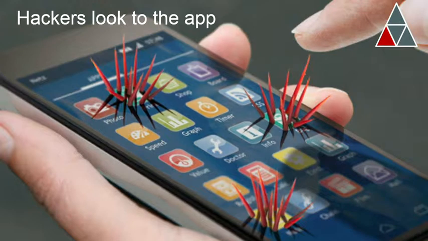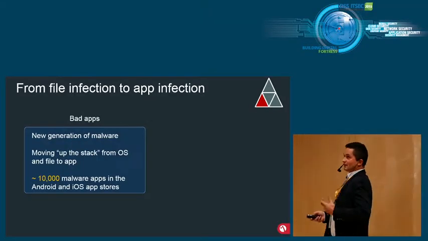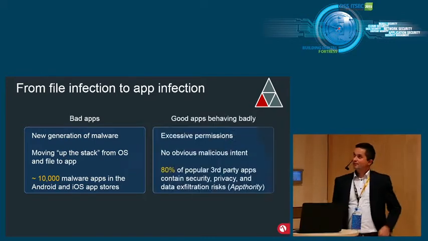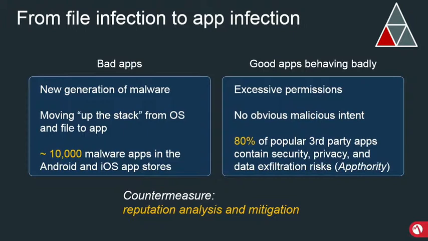Then hackers are also looking into the application. There's no more file infection because there's no open file system anymore in mobile devices. So they are trying to get in with a bad application, or a good application that behaves in a risky way. A good example here could be XcodeGhost. I will mention that a little bit later. So applications are the ways something bad can get into our devices. To counter that, there is reputation analysis and mitigation, with dedicated new partners and vendors like FireEye and Authority taking care of this, right?